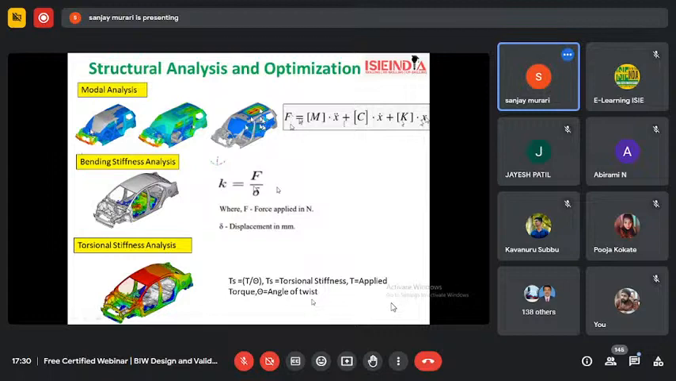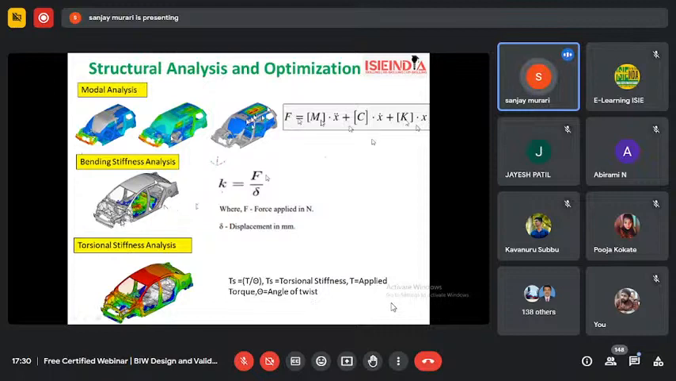So every OEM or every company, when they prepare the BIW or when they start designing it, will have some target values. Those target values we need to achieve. Those target values we will get to know from various experiments and past experience. Okay. Then comes torsional stiffness.